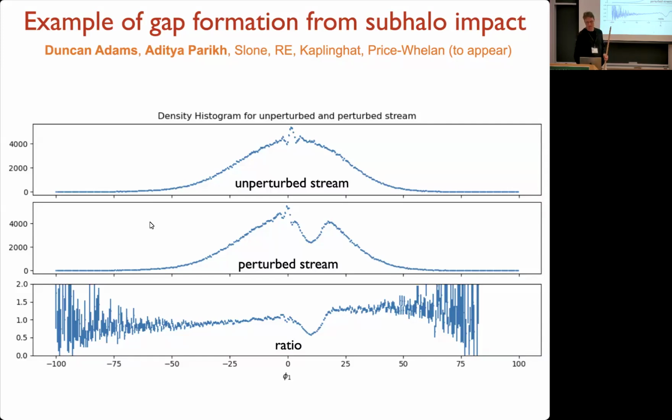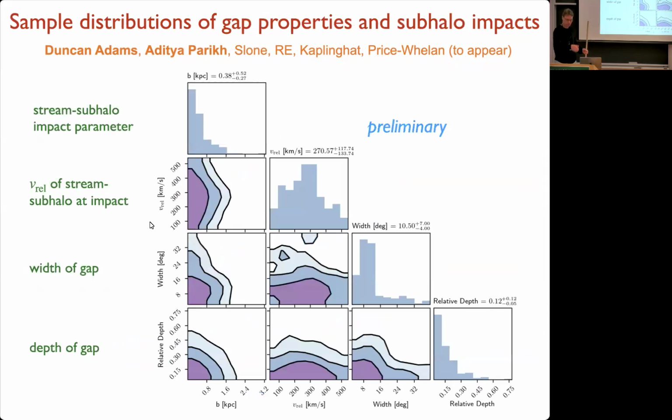And then you can try to understand the distribution of these subhalo encounters, and you can make distributions of these. So here's just a preliminary set of plots that Duncan made, where we look at some of these distributions. For example, you can look at the stream subhalo impact parameter. We can look at the relative velocity of the stream and the subhalo at impact. So what gives the most important things: how close do they have to get, how close do they typically get, and then the width of the gap and the depth of the gap, just fitting a little function to the diagram that I showed on the previous slide.